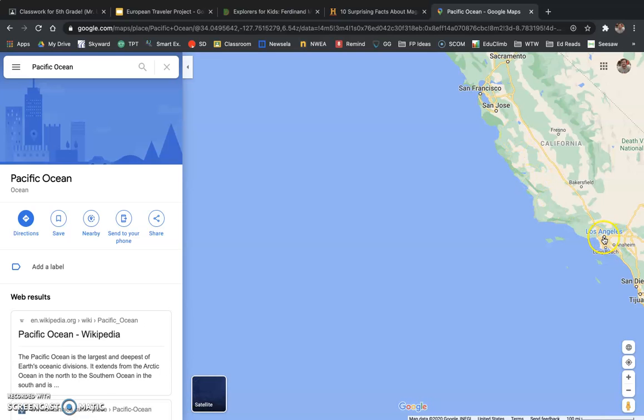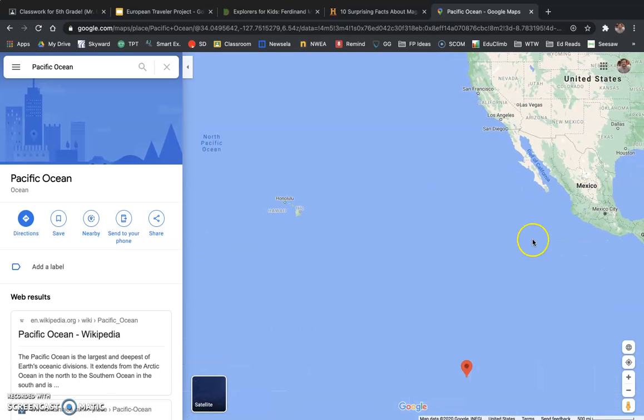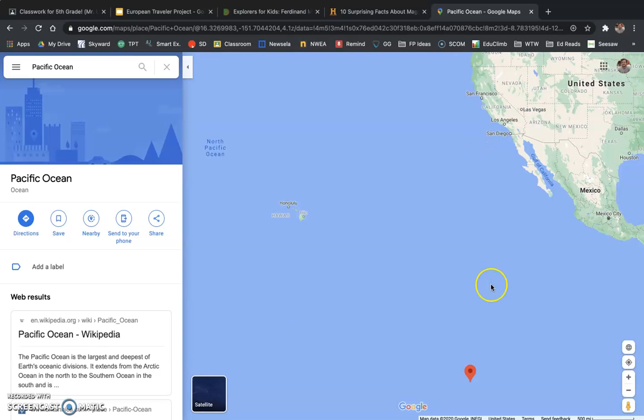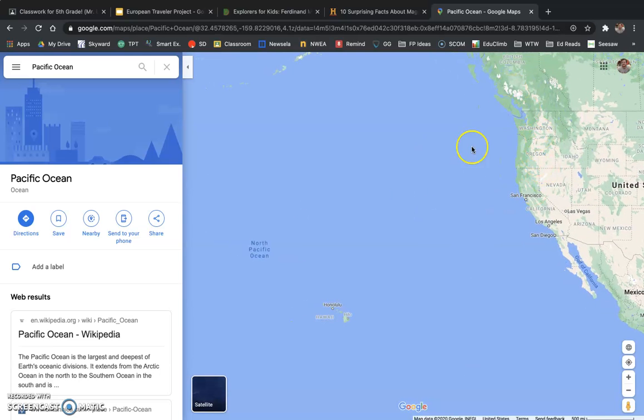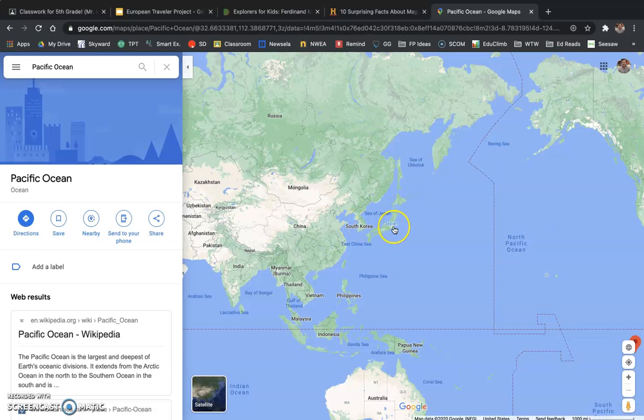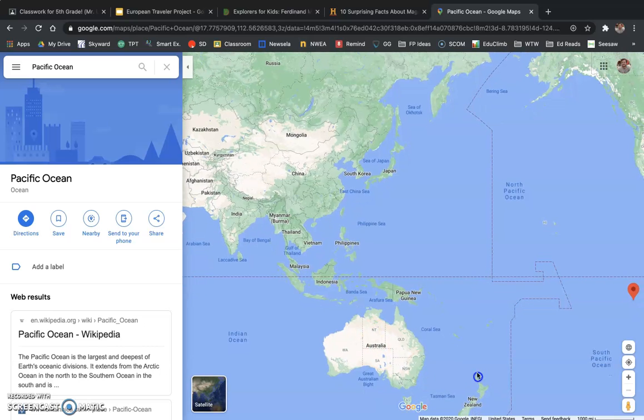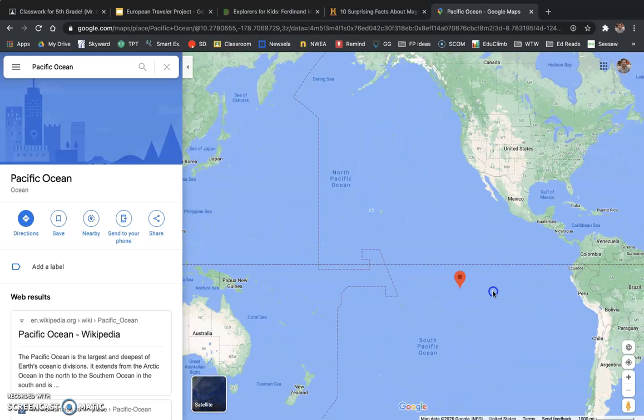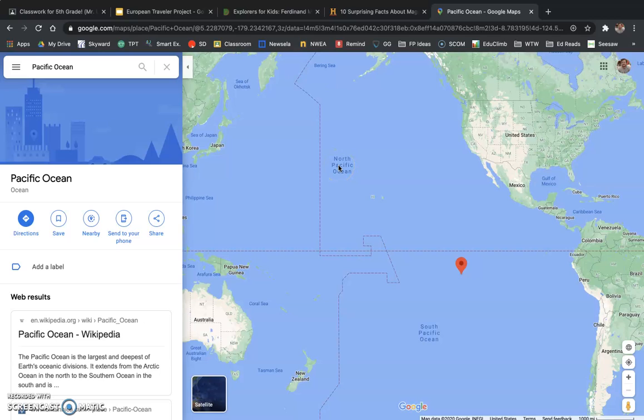Here is Los Angeles, San Francisco. Zoom out here. Here's Mexico. Here's some other states up here. Here's Canada. On the other side of the Pacific Ocean, we have South Korea, Japan, Philippines, New Guinea, Australia, New Zealand. It's a humongous ocean, right? We call it the Pacific Ocean.